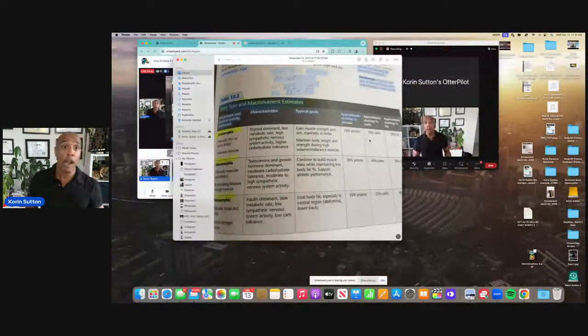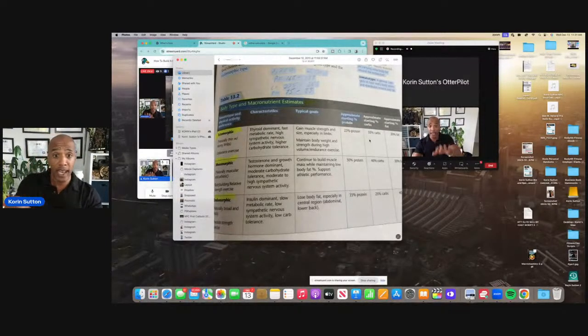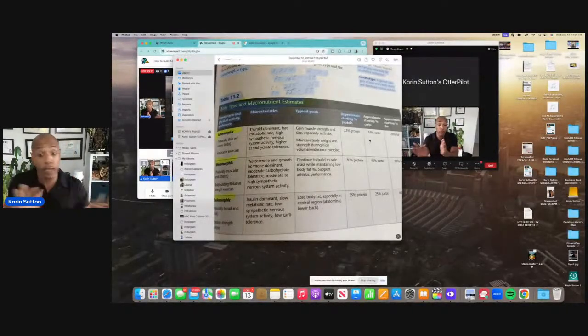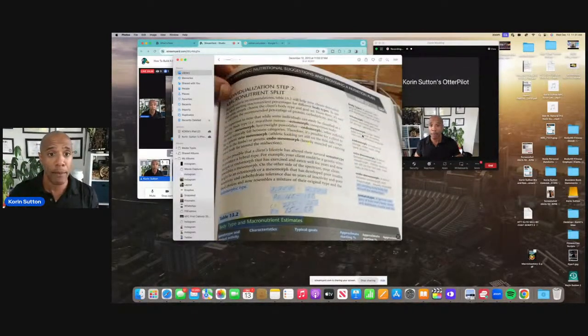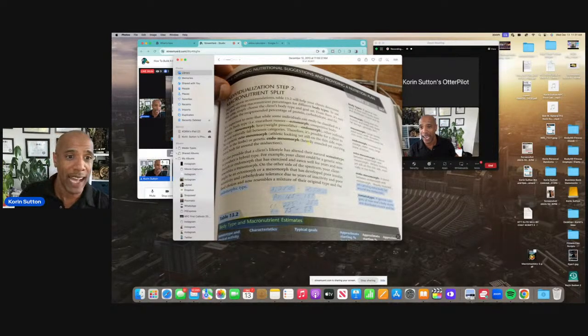Now, the only problem here is that even though this book tells you and it's labeled what ratio is for each body type, it's not black and white. And the book tells you that. It tells you that at the top of the context. And I could read it for you guys as well. I'm going to read exactly what it says. It says individualization, step 2, macronutrient split.